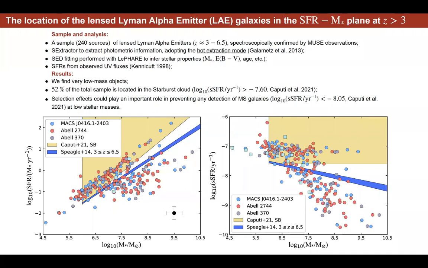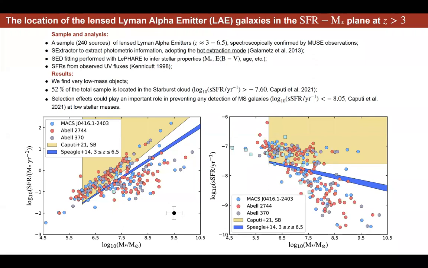We also found out that the majority of our sample is located in the starburst cloud, as defined by Caputi and collaborators. And as you can see here, the more we go down to very low stellar masses, the more main sequence galaxies are very difficult to catch. And this is probably due to a selection effect that prevents any detection by MUSE observation. So once we understood that we were able to trace star formation over 5 decades in stellar mass, we decided to enlarge our sample.